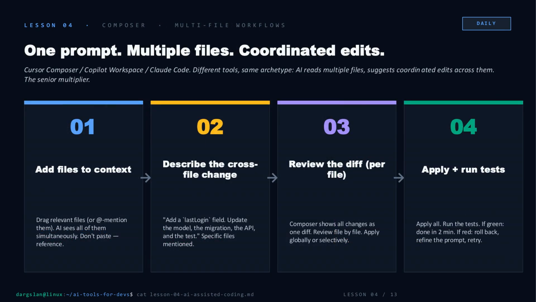Now scale that thinking up. Composer is where AI stops being a code completer and becomes a senior multiplier. The loop is 4 steps. Pull the relevant files into context, describe the cross-file change in plain English: model, migration, API, test. Then review the diff file by file, apply, and run the tests. Green, done in 2 minutes. Red, roll back, refine the prompt, retry. Don't paste code in. Reference files directly so the AI sees them all at once.